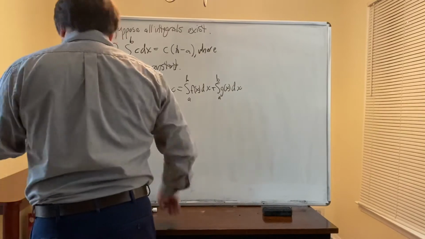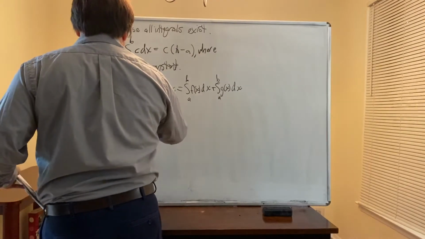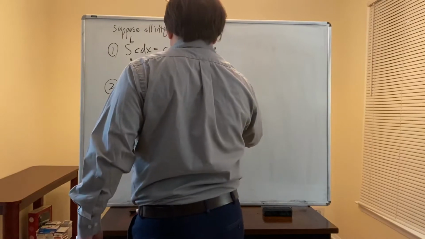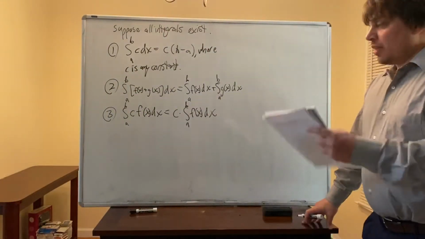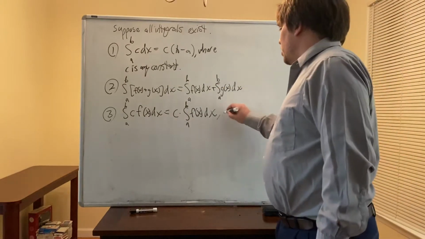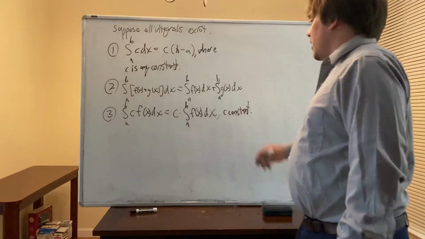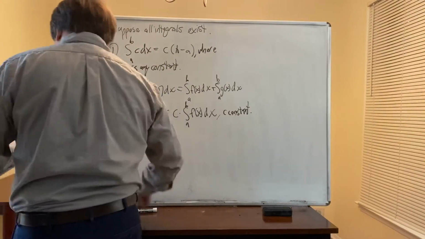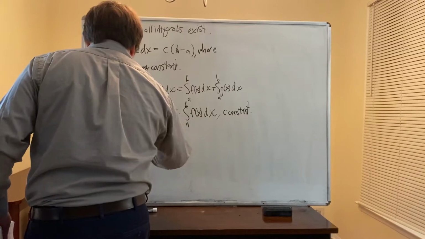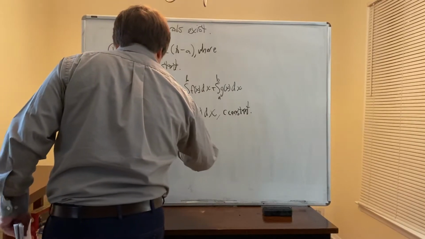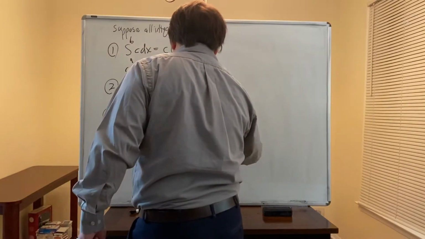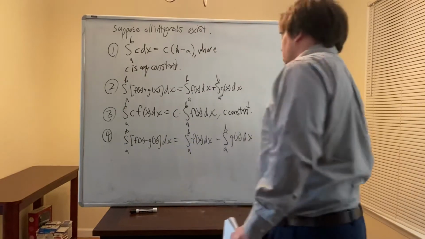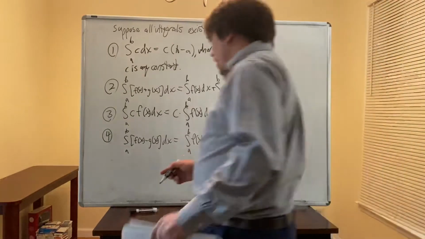3. The definite integral from a to b of c times f of x dx is equal to c times the definite integral from a to b of f of x dx, where again c is any constant. Okay, so c is any constant. 4. The definite integral from a to b of f of x minus g of x dx is equal to the integral from a to b of f of x dx minus the integral from a to b of g of x dx. That's 4.